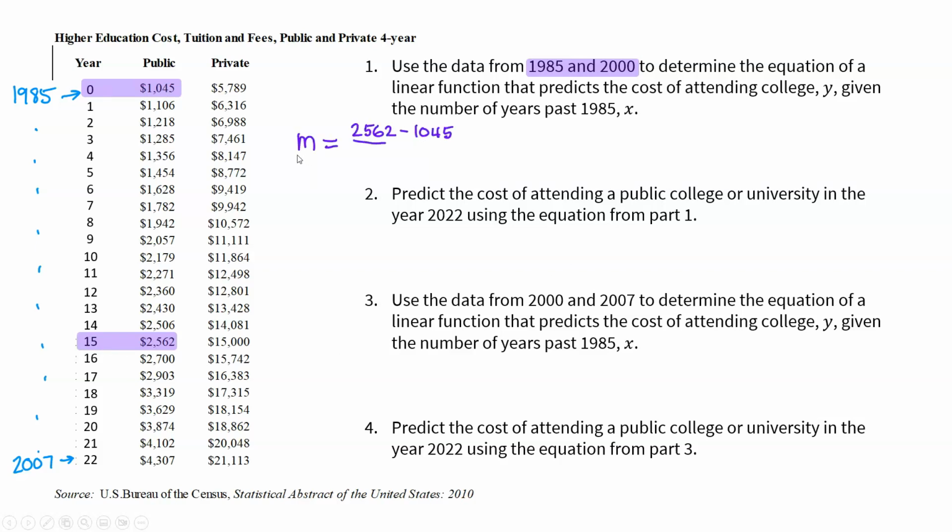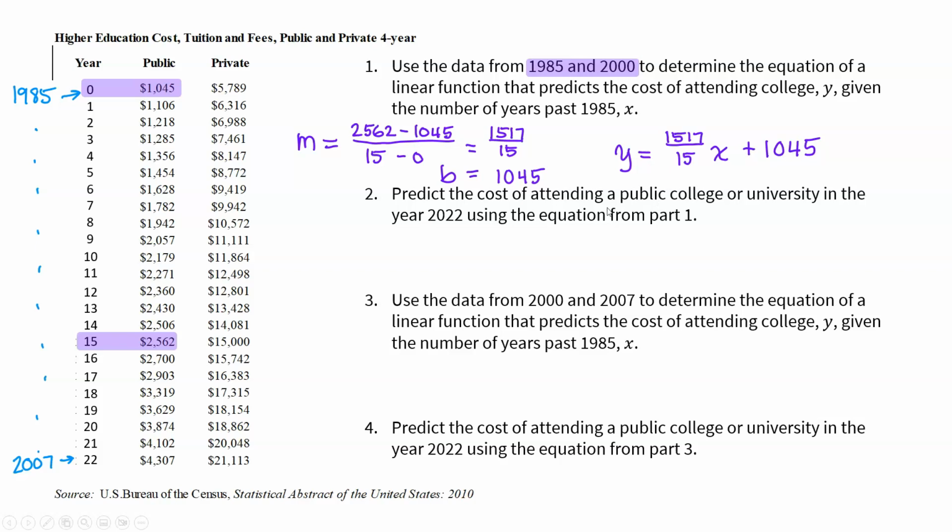Now calculate the slope, because you need that as part of the equation. If you make the slope a decimal, it's a really nasty looking decimal. The repeating pattern doesn't happen immediately, so I'm just going to leave it in fraction form. But you do have the y-intercept, b, being 1045, so this equation could be y equals 1517 over 15 times x plus 1045.